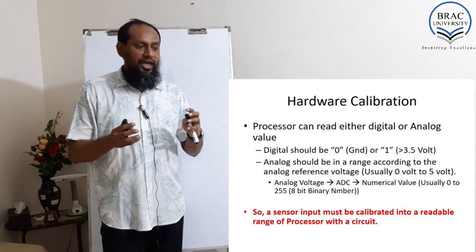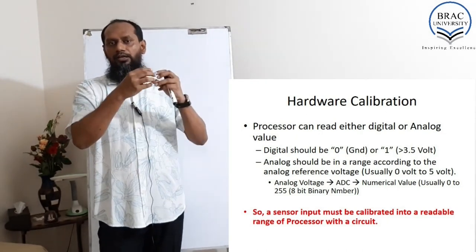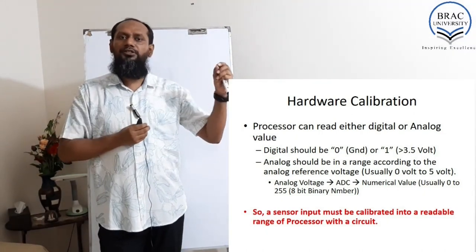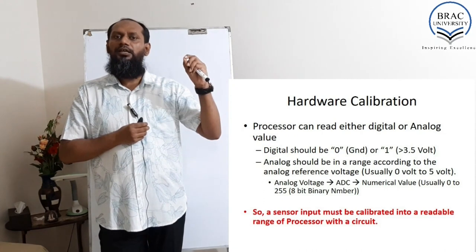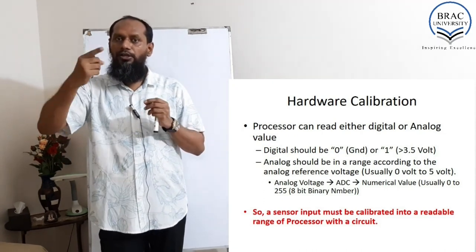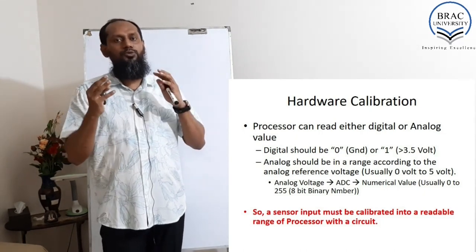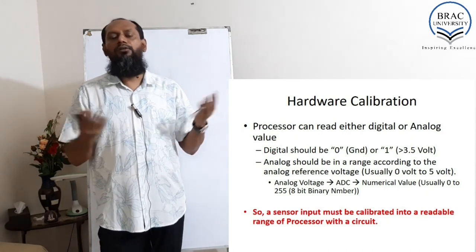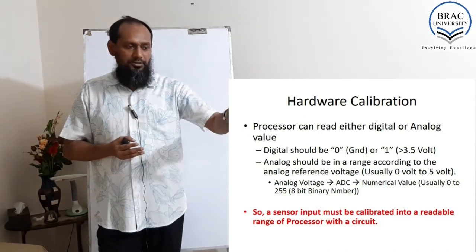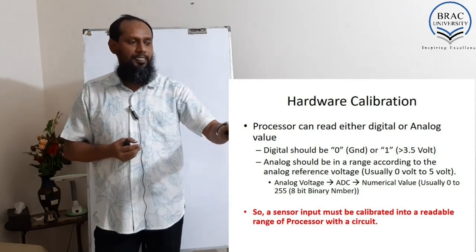Analog should be in a range according to the analog reference voltage. As I told you, if our processor can sense 0 to 5 volt, then our calibration circuit has to generate a voltage so that it doesn't cross 5 volt and doesn't go under 0 volt. Otherwise, we cannot sense our environment properly. So that is one important issue. That's why I'm saying reference voltage, like 0 to 5 volt as an example.